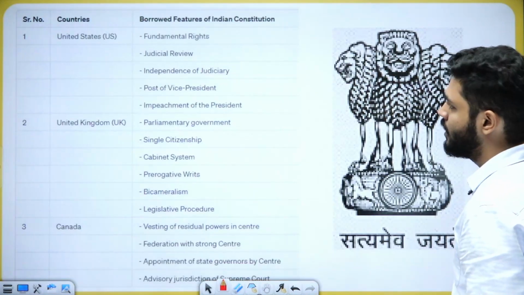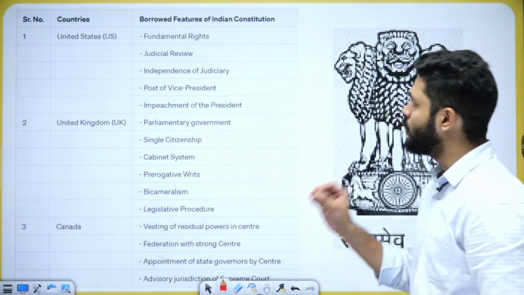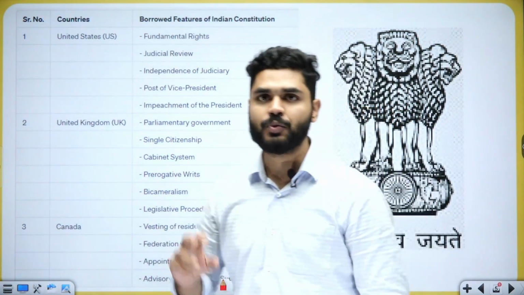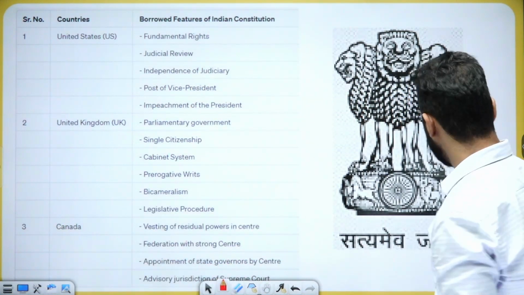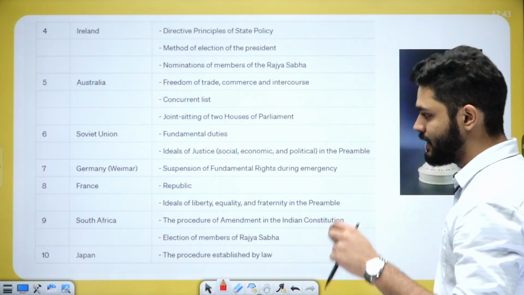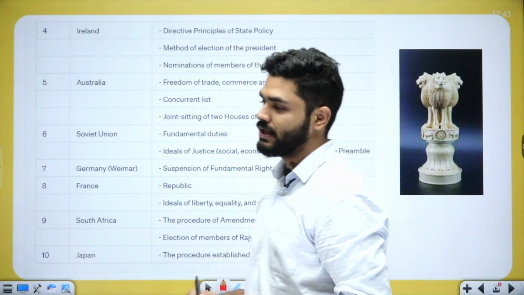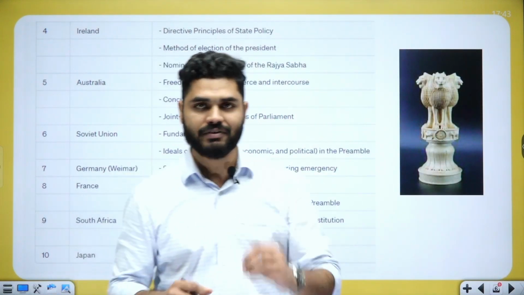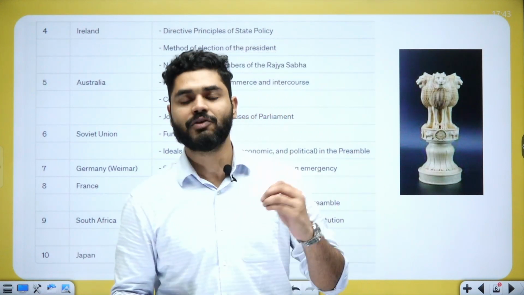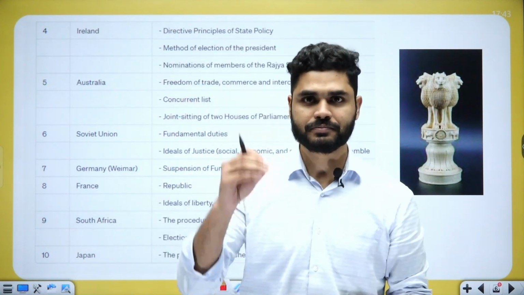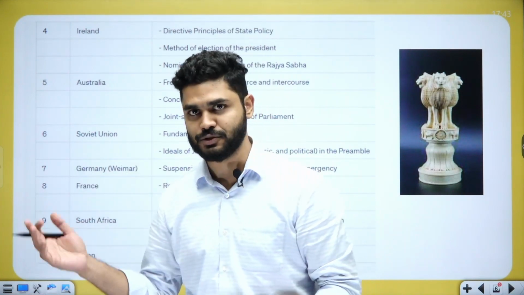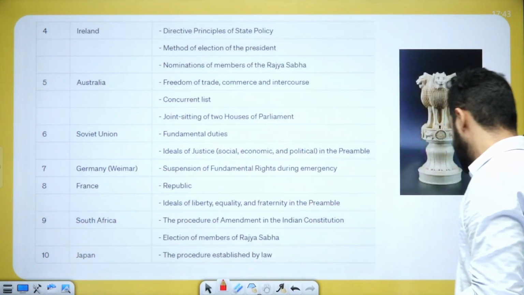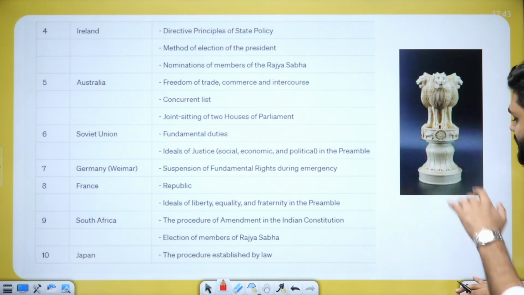Now we'll see what are the different countries and what are the different features which have been borrowed from these different countries. Okay. So broadly, as yesterday also we talked, our constitution is heavily reliant on 2 things. One is Government of India Act 1935, and another is the different constitutions of different countries. Okay, so we'll talk about everything, the Government of India Act 1935 and these 10 constitutions.